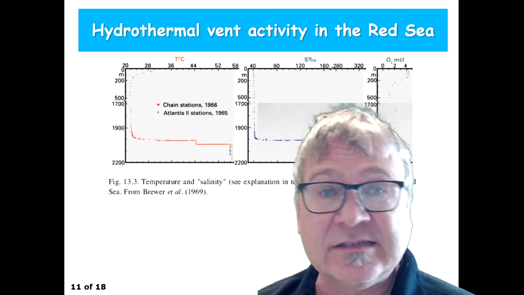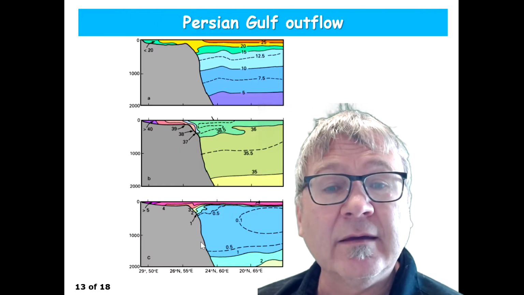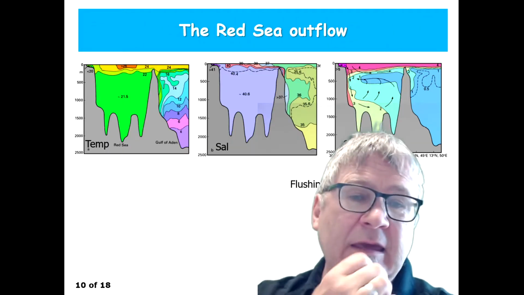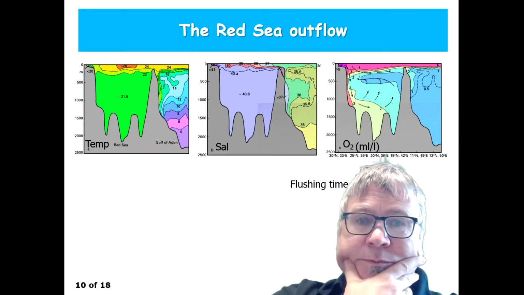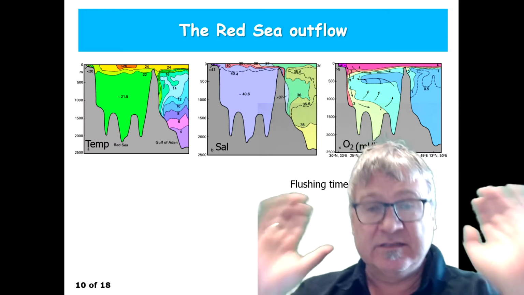Okay, so let's go and have a look at the temperature, salinity, and oxygen distribution across the Red Sea, along the axis of the Red Sea. Have a look at that. No, wrong way. Go here. Sorry, I keep that in. Mistakes happen. Okay, so Red Sea outflow. Here we are. This is the Red Sea.